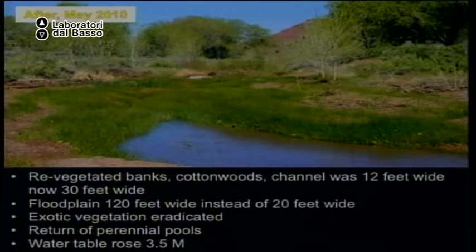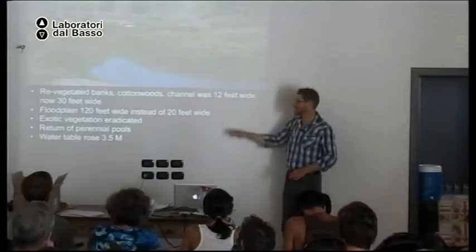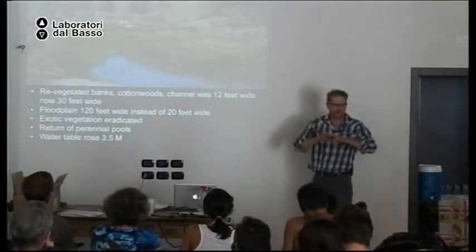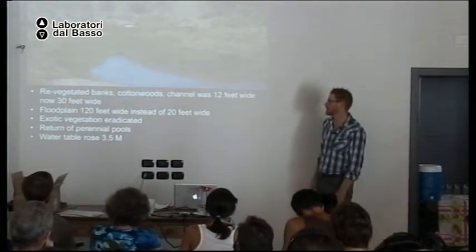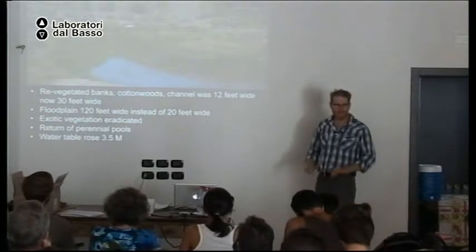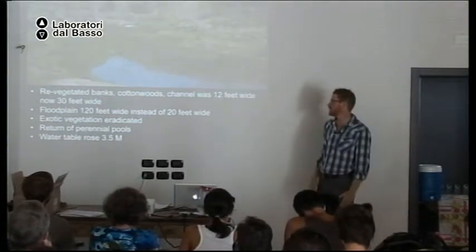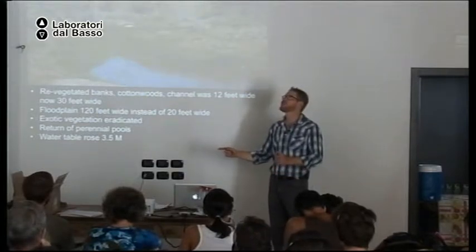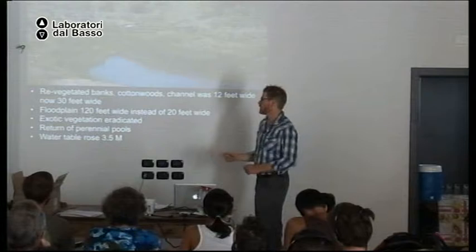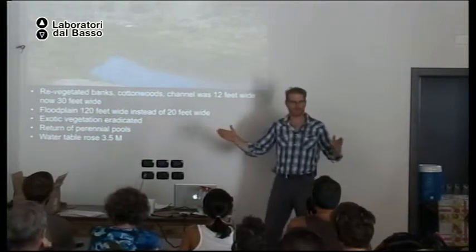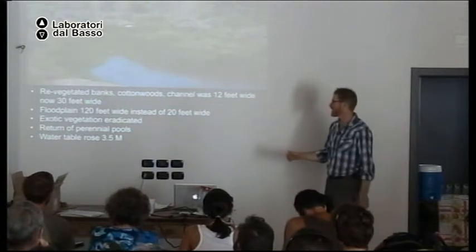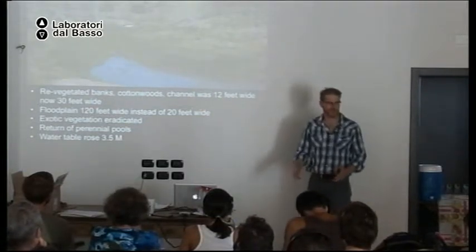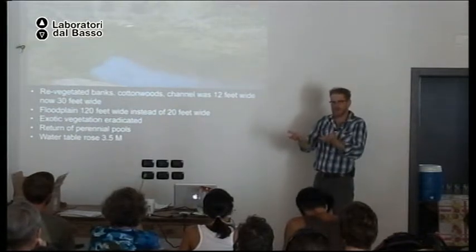Need to convert that from 4 meters to 10 meters wide. So now the water spread out over much more area. The floodplain, the area the water flows out onto, was increased from 6 meters to 40 meters. I hope I'm doing the math right. And they were able to bring back perennial water pools and raise the water table 3.5 meters.